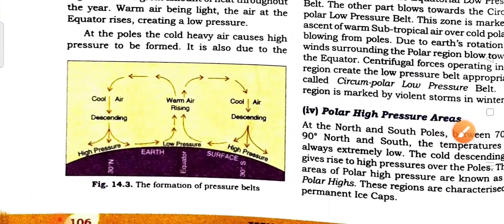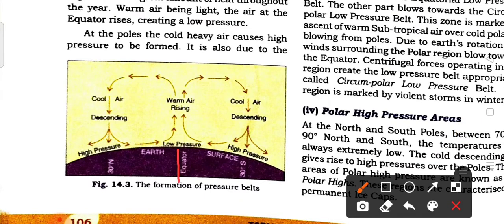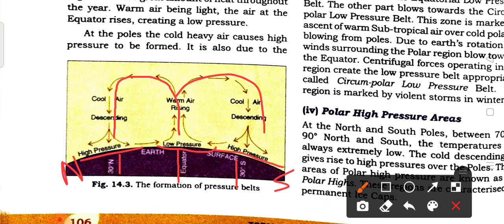In this picture, we can see the equator, where the low pressure belt prevails, and this is the North Pole and the South Polar region. From the equator, the warm air is rising and the cold air is descending to 30° north and 30° south, where the high pressure regions prevail. In this way, the formation of the pressure belts happens.